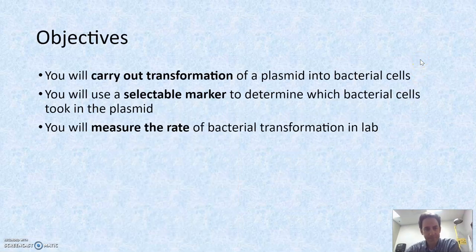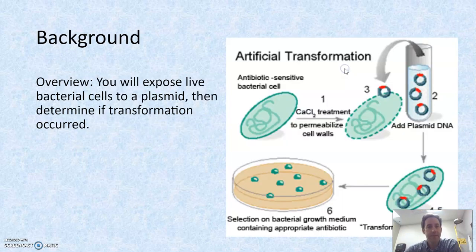So, the goal of this lab, you're going to carry out transformation of a plasmid into bacterial cells. Hopefully you know by now, transformation is where bacterial cells take in a random bit of DNA from the environment. So our goal is to try and get it to take in a particular piece of DNA that we want to give it. You're going to use what's called a selectable marker to determine which bacterial cells took in the plasmid. And then 3, you're going to measure the rate of transformation in the lab.